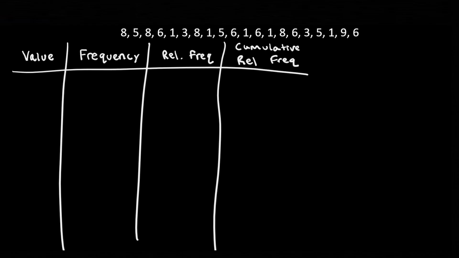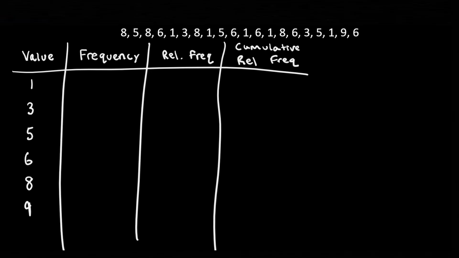We want to start our value column going from least to greatest. We see that the smallest value in our dataset is 1. There is no 2, so the next highest is 3. There is no 4, so the next highest is 5. Then 6. There's no 7, so the next highest is 8. Then the largest number appears to be 9.